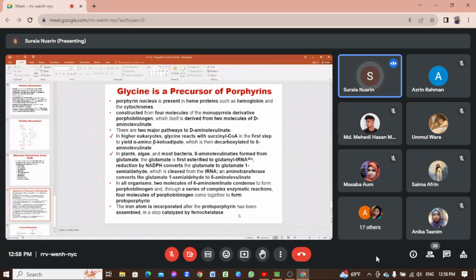And the next step, because we know that the ring structure, or the prosthetic group, which is called the heme, has an iron atom. So the next step, the iron atom is incorporated into this protoporphyrin ring, and that is done by the enzyme ferrochelatase. And finally, we get the porphyrin ring, which is the heme prosthetic group of the protein hemoglobin and cytochrome.